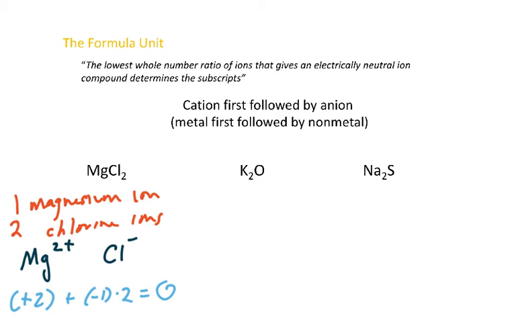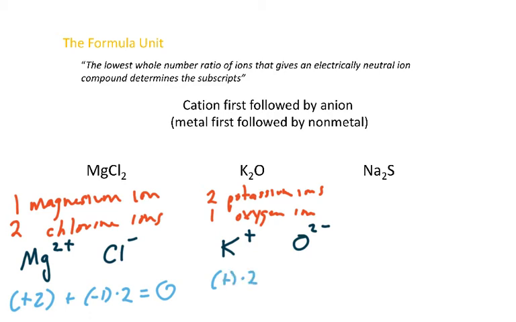Okay, the middle one, K2O, potassium and oxygen. So this has two potassium ions, one oxygen ion. K is +1, oxygen is -2. So we have a +1 charge times 2 plus a -2 charge times 1 equals 0.